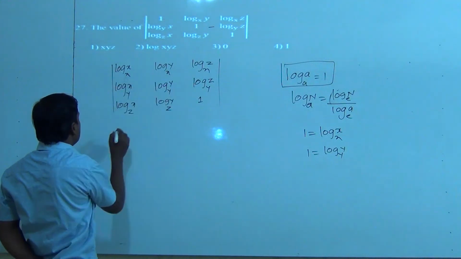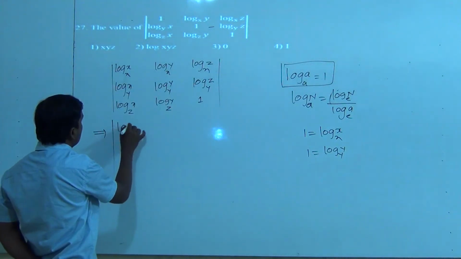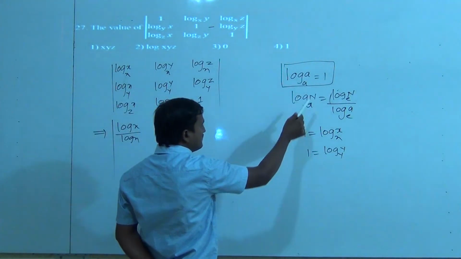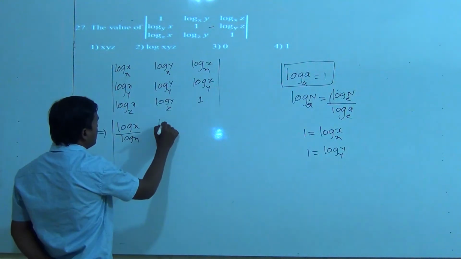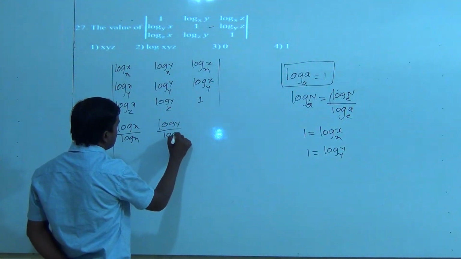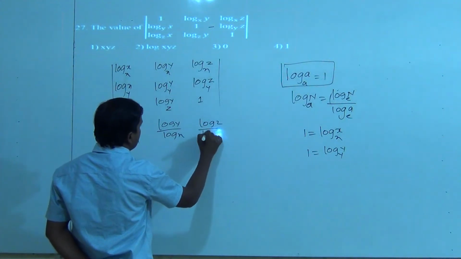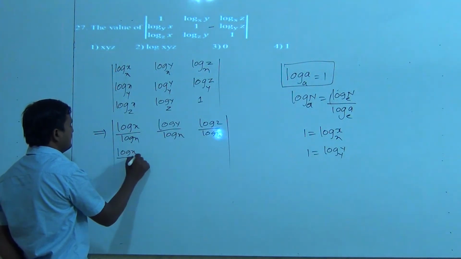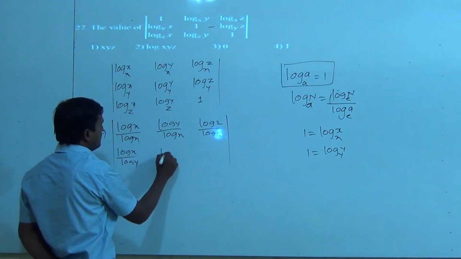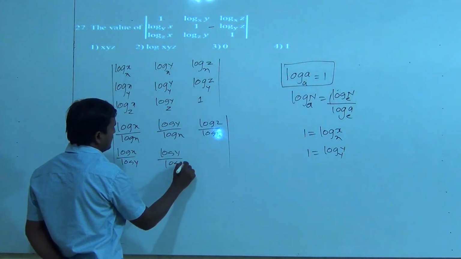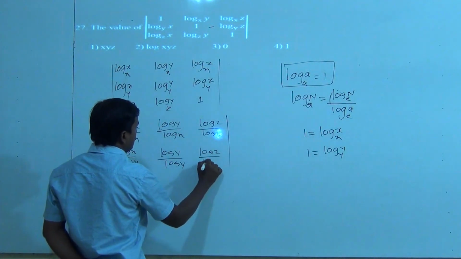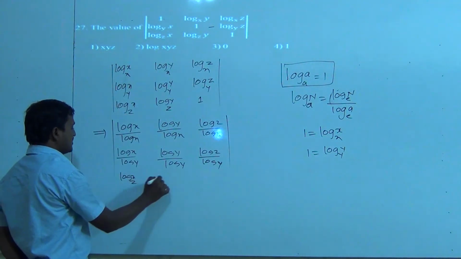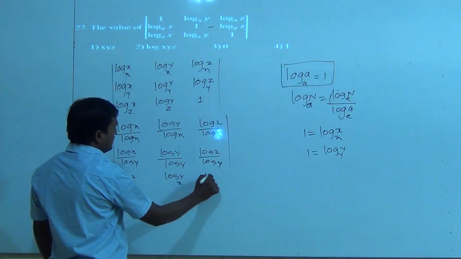Now for first row I will write like this, that is log x divided by log x, because I applied the theorem on change of base. So again here it is log y divided by log x. What about this? Log z divided by log x, is it right? And second row again here it is log x divided by log y. What about this? Log y divided by log y. And what about this? Log z divided by log y, and third row as it is, log x to the base z, log y to the base z, and here it is 1.